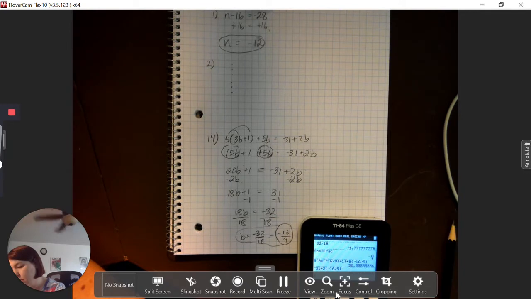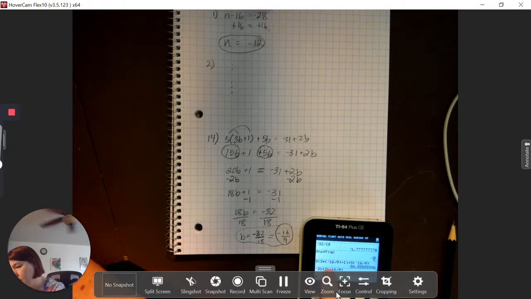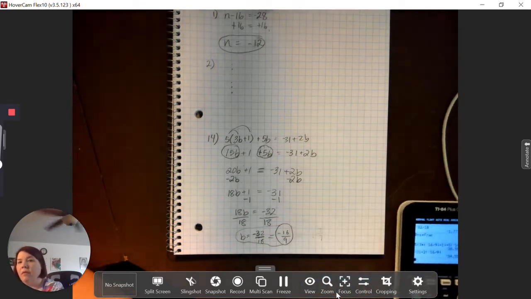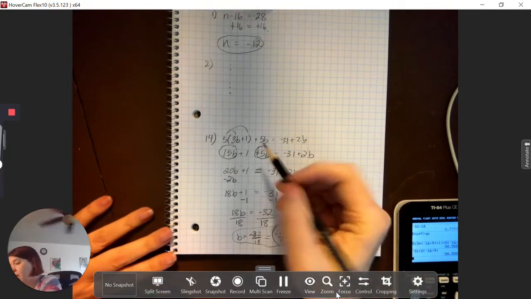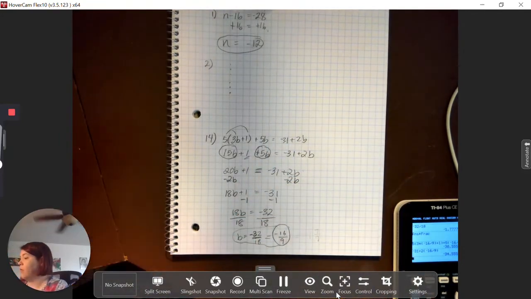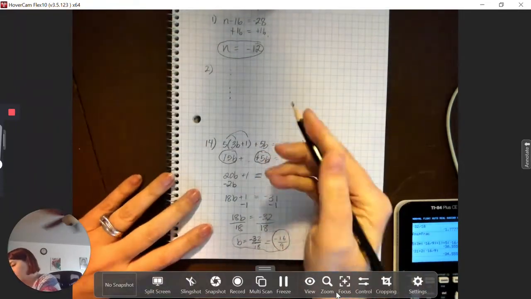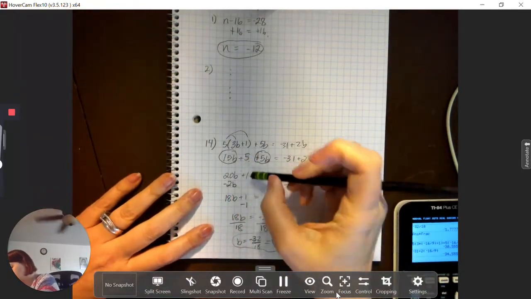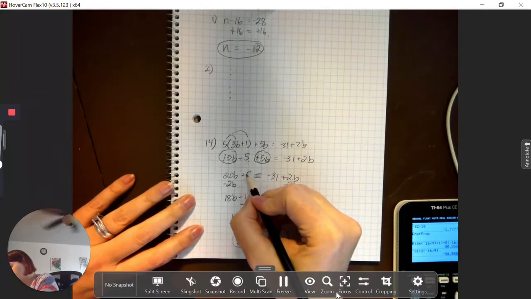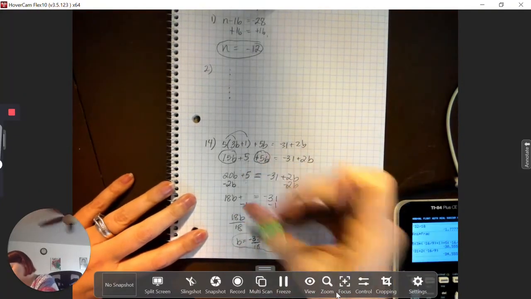Uh-oh. Did I make a mistake? 3b plus 1. 5b, 5 on the outside. I did. Can anybody find my mistake? I totally made a mistake right there. So rather than doing the whole problem again, I'm going to go ahead and just change this to 5. I'm going to change it to 5 right here.